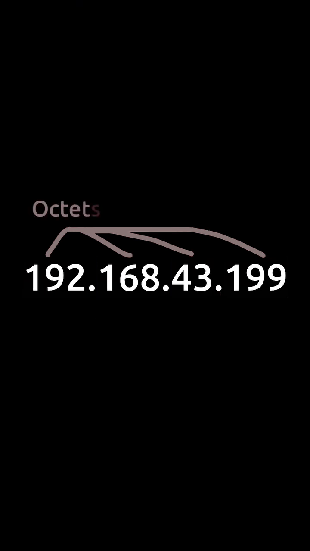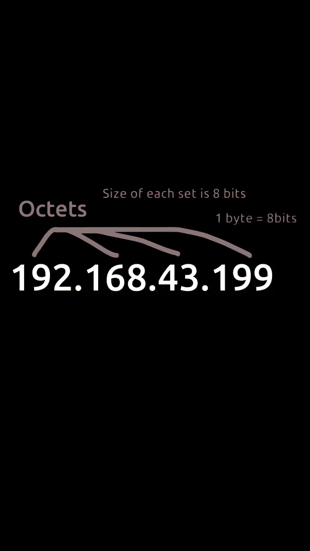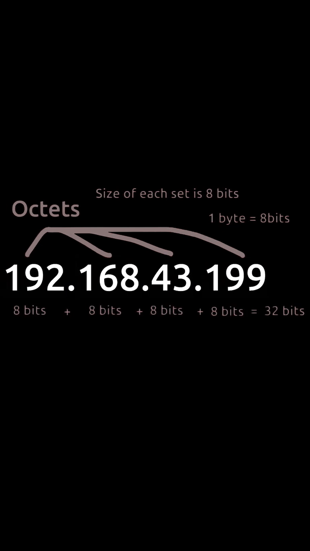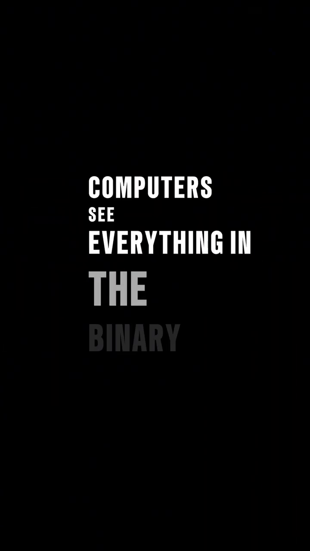These sets are called octets because each set is of 8 bits, that is 1 byte, because 1 byte is equal to 8 bits. That means the size of the complete IP address is 32 bits, which is similar to 4 bytes. Computers see everything in the binary language. Each set is of 8 bits.